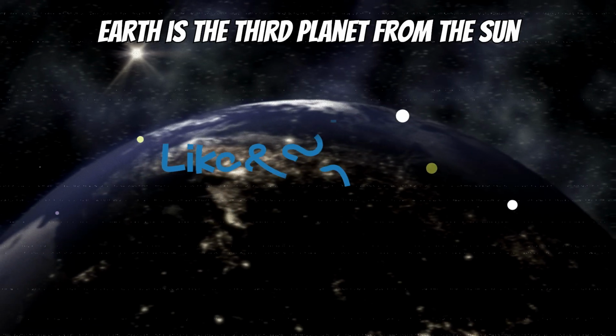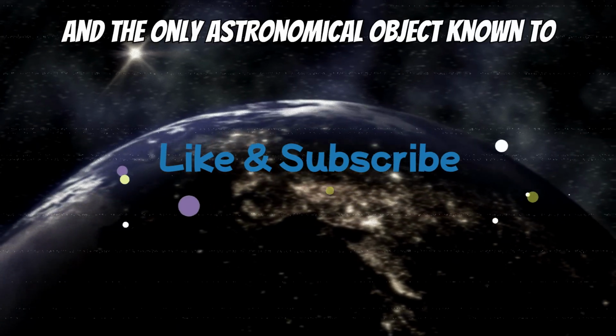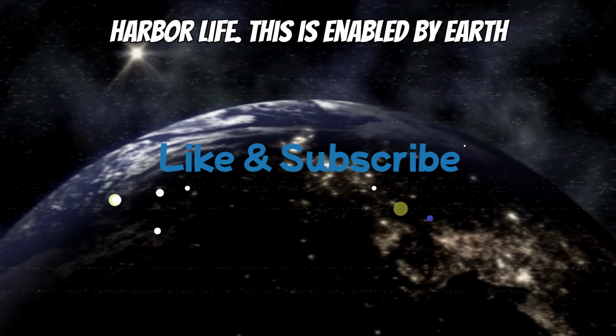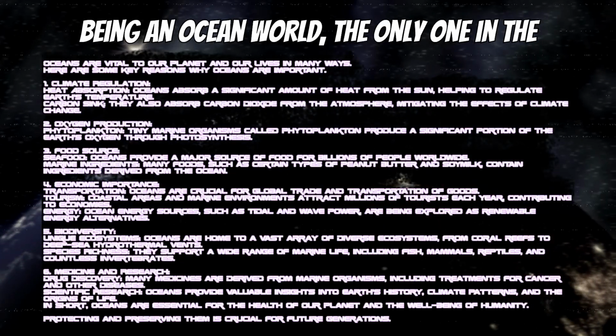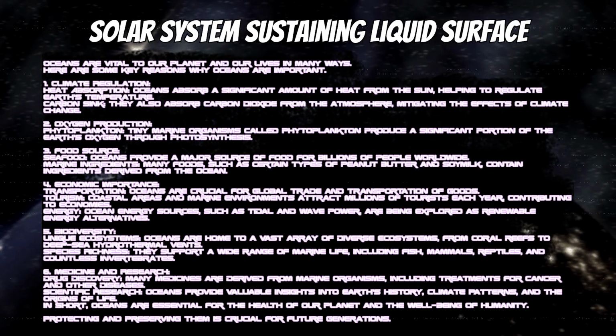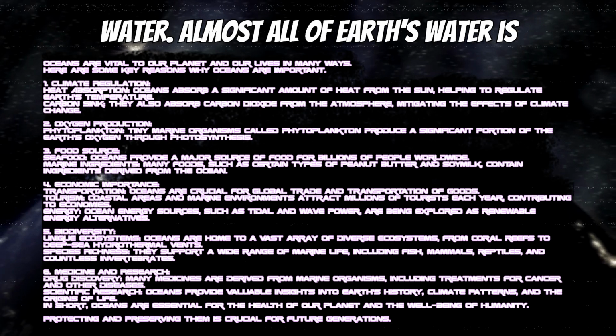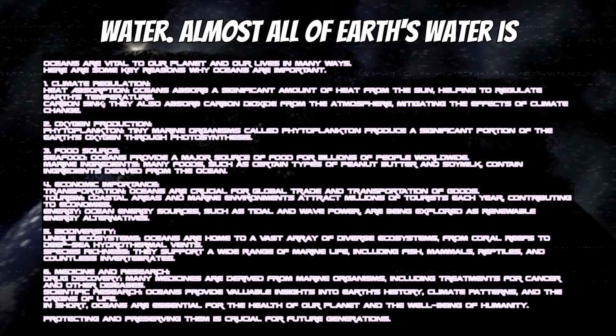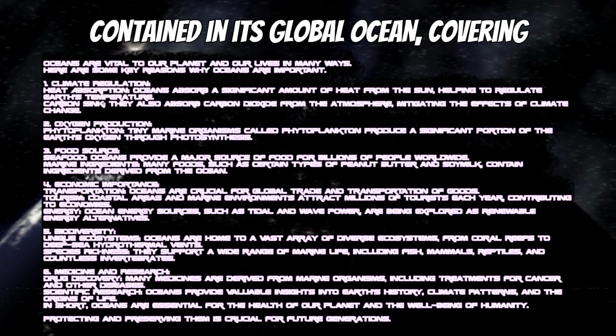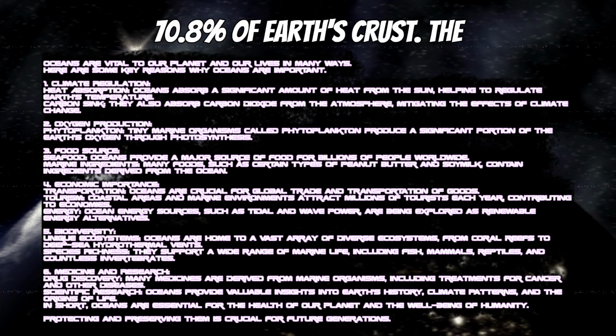Earth is the third planet from the Sun and the only astronomical object known to harbor life. This is enabled by Earth being an ocean world, the only one in the solar system sustaining liquid surface water. Almost all of Earth's water is contained in its global ocean, covering 70.8% of Earth's crust.